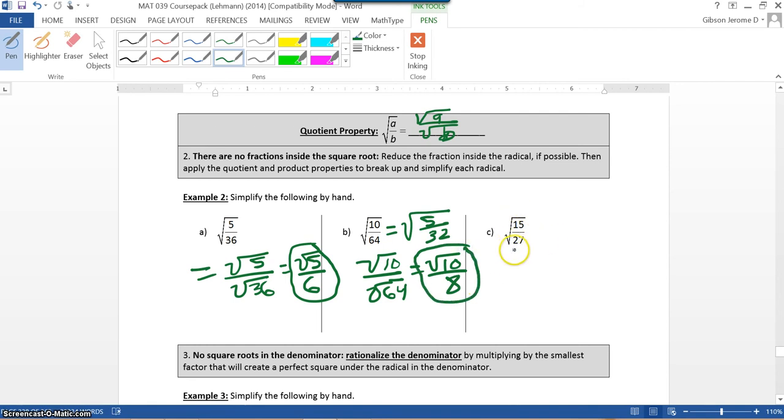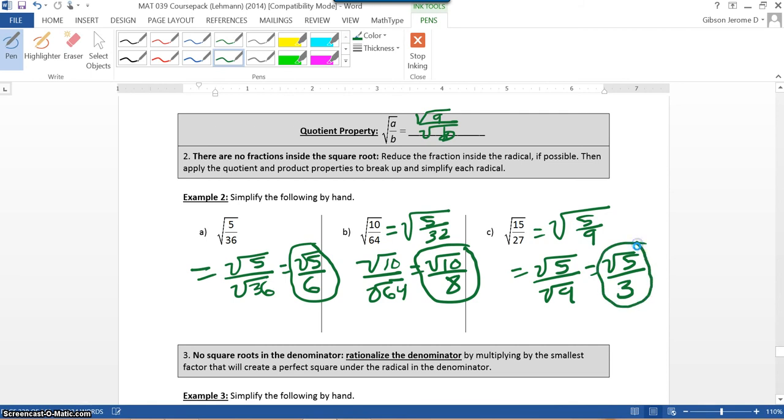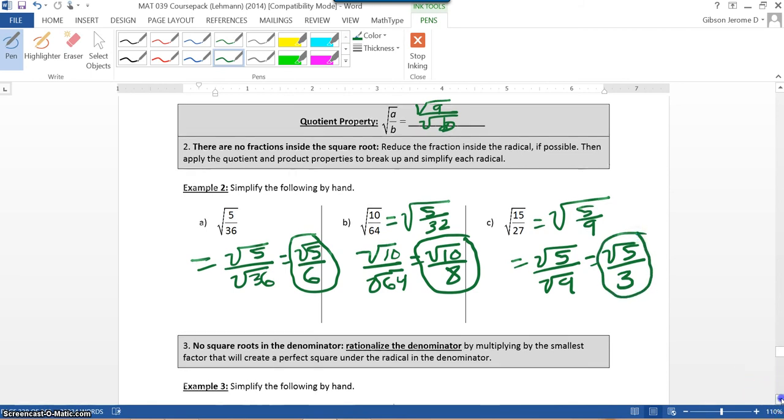Now we have here the square root of 15 over 27. Both of these have 3 in common, and neither one of these is a perfect square. So this will end up being the square root of 5 over 9. So now we can simplify this. We will have the square root of 5 over the square root of 9, which will give us the square root of 5 all over 3. And that is the final answer.